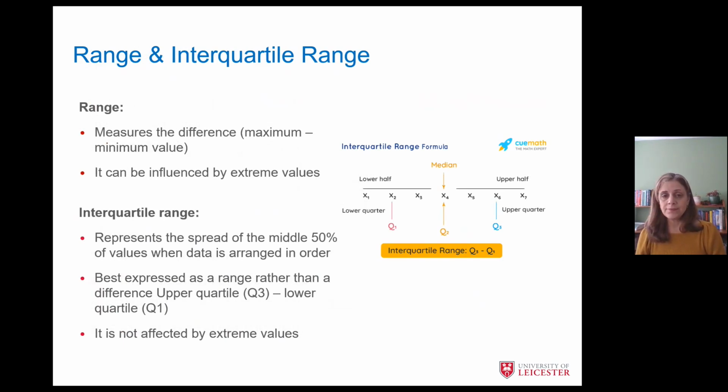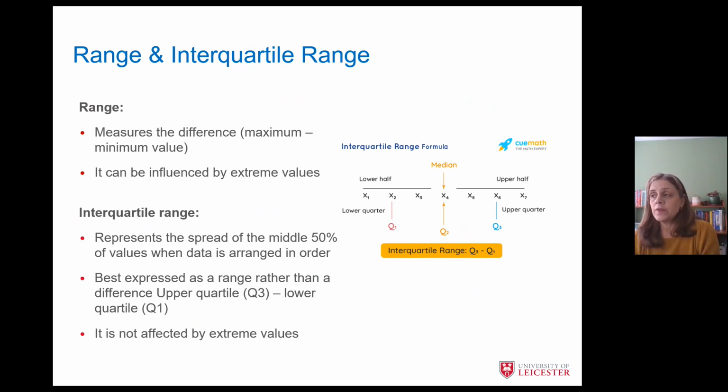When we report a median, we would also include a range or an interquartile range to indicate the spread of the data. For the range, what we're doing is taking the maximum and minimum values in your data set. So if we go back to the example of age within a group of people, if the youngest person is 20 and the oldest person is 80, then that's your range. 80 minus 20, so 60 years of age is your range.